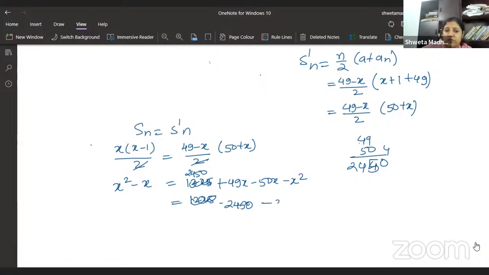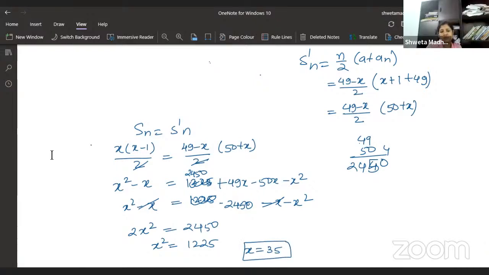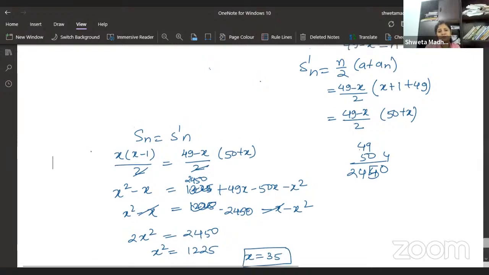450 minus x square is equal to x square minus x. So this minus x and this minus x cancel. 2x square is equal to 2450. x square is equal to 1225. So x is equal to 35. So for x we got a whole number. Therefore, that possibility is there.